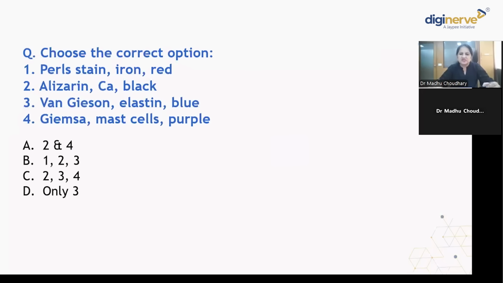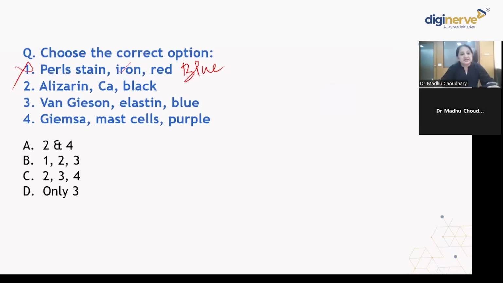Now, this was a little tricky question. I would not say difficult, but tricky and time consuming. You had to identify the stain, the element that is stained, and the color of the stain. So let's see every option. Perl stain is used for iron, yes. But do we get a red color on it? No. You see blue color, as the name suggests, Prussian blue. So it is an incorrect option.